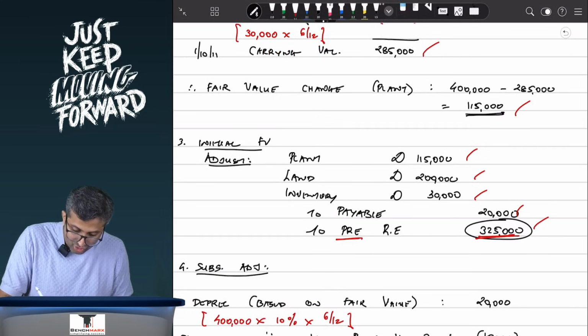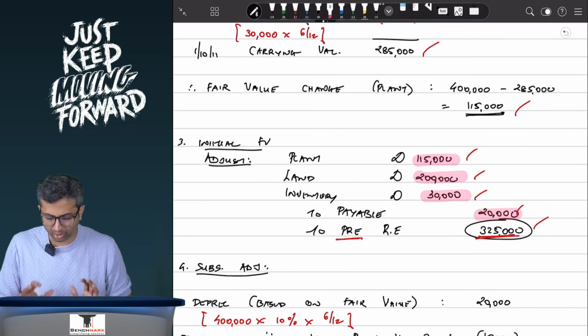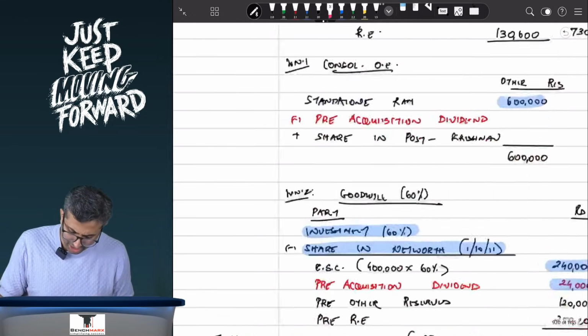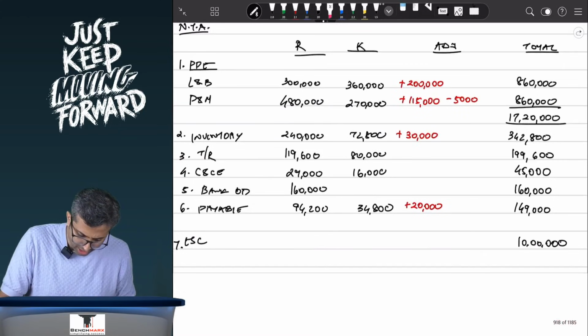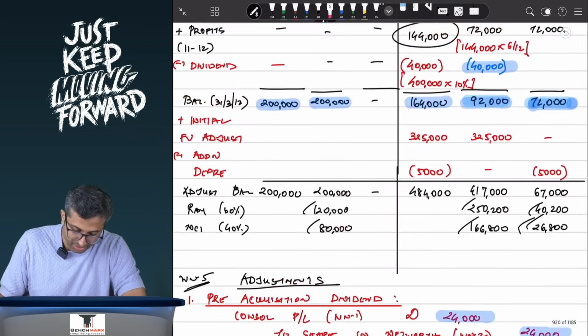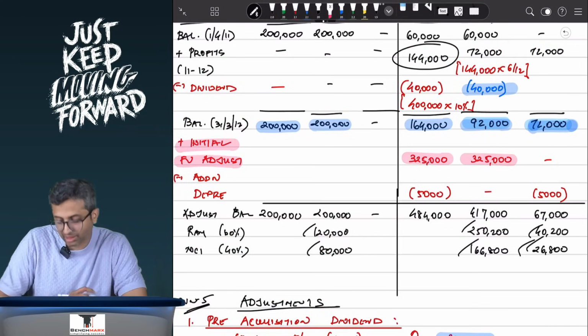All of these adjustments you will give. Now, this is the initial adjustment. After that, there will also be a subsequent adjustment, but for the timing, we will look at the initial adjustment only. So this is 1,15,000 going in the plant, 2 lakh going in the land, 30,000 in inventory, and 20,000 in payable. Perfect. Again, there is 3,25,000 which is remaining. This is in the pre-section, initial fair value adjustment. This is in the pre-section 3,25,000.